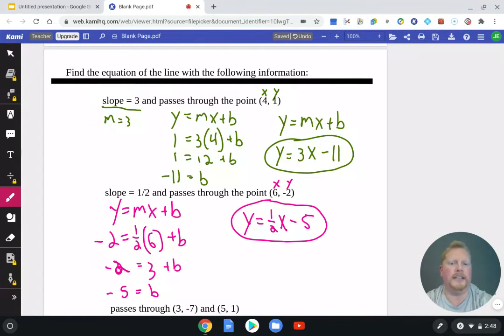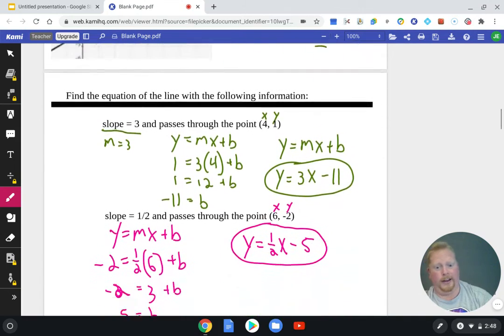I would highly recommend getting very familiar with this process. You're going to run into it a lot, not only in this class, but also in geometry. And who knows, you might be walking down the street someday and someone puts a gun to your head and says, hey, can you write the equation of a line that has a slope of negative 2 and goes through the point 5, negative 3? And if you're ever in that situation, you'll be prepared. All right, moving on.